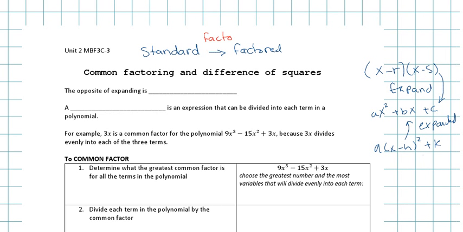Okay, but if I want to go from factor to standard, what is the process called? Expand. Okay, so going from standard to factor, I factor. Going from factored to standard, I expand. Okay, so the opposite of expanding is factor.